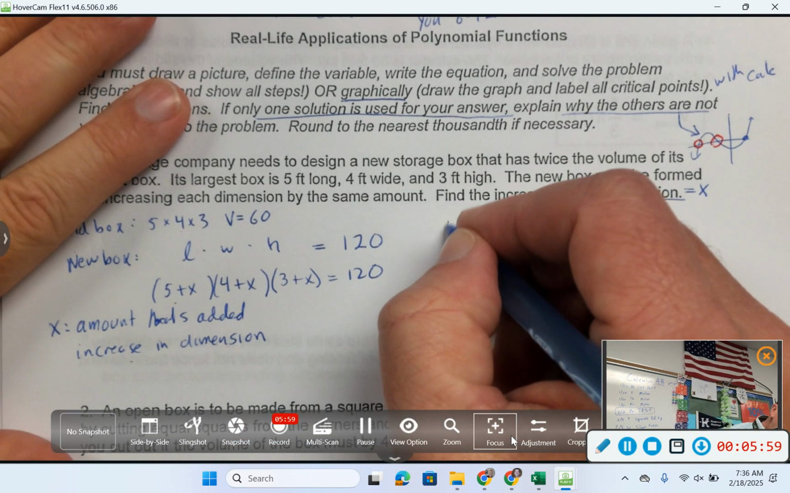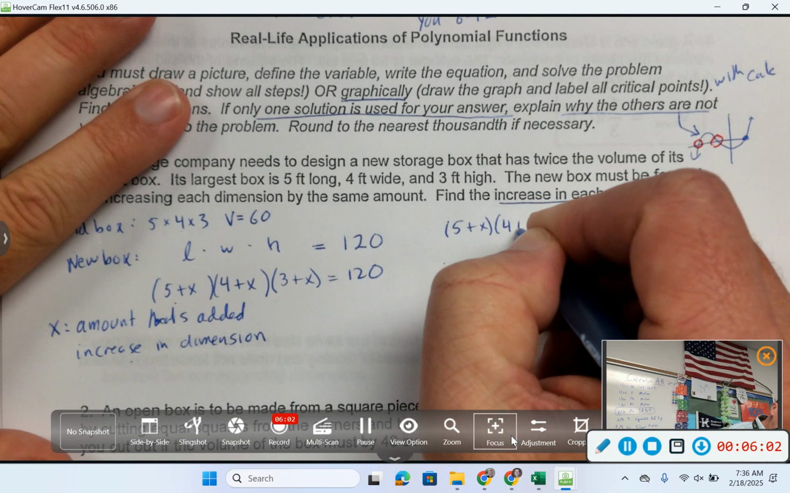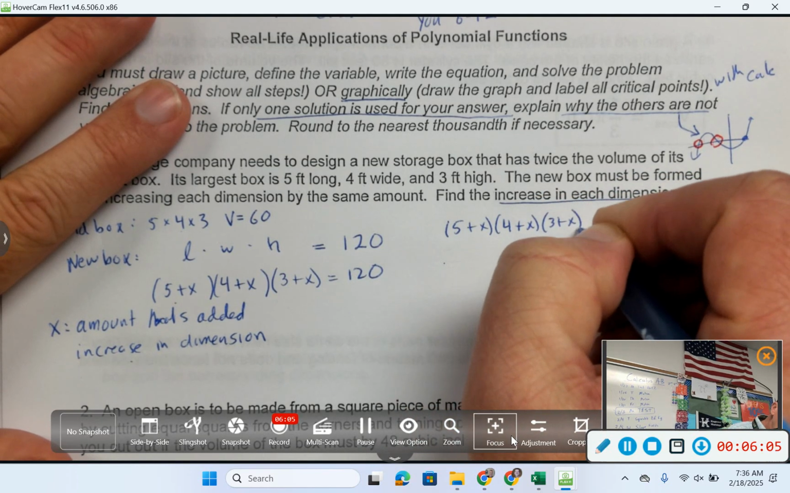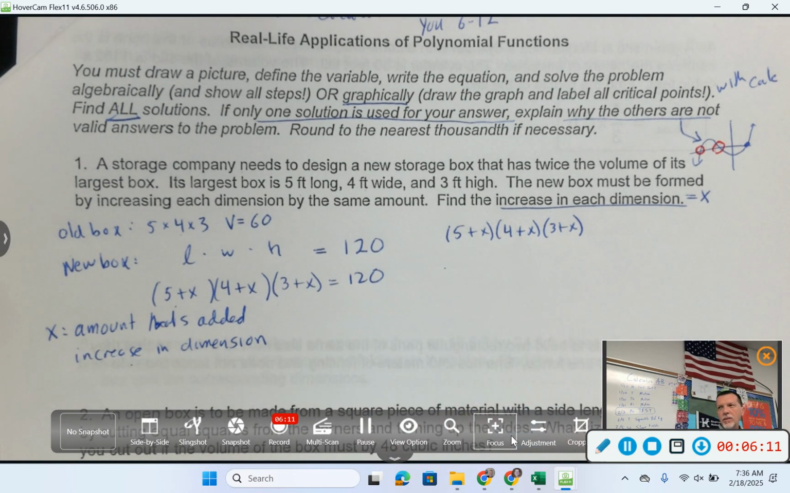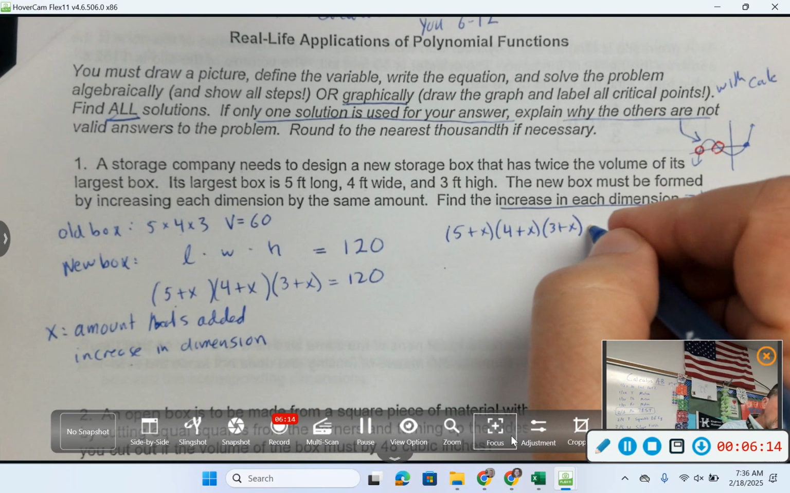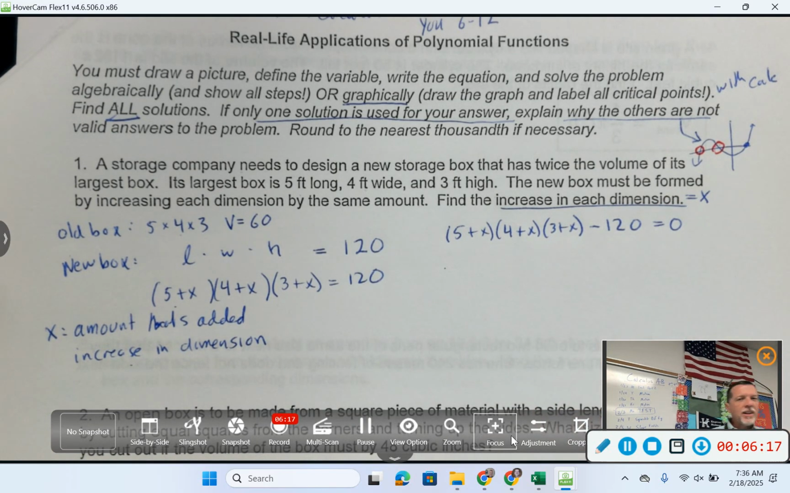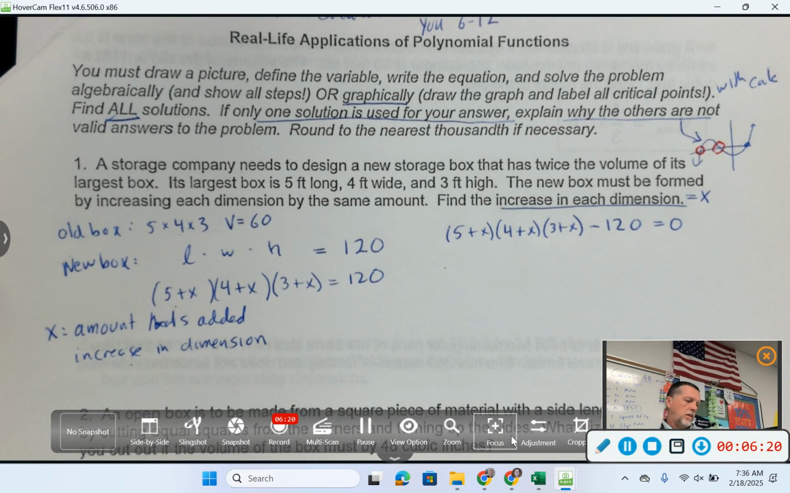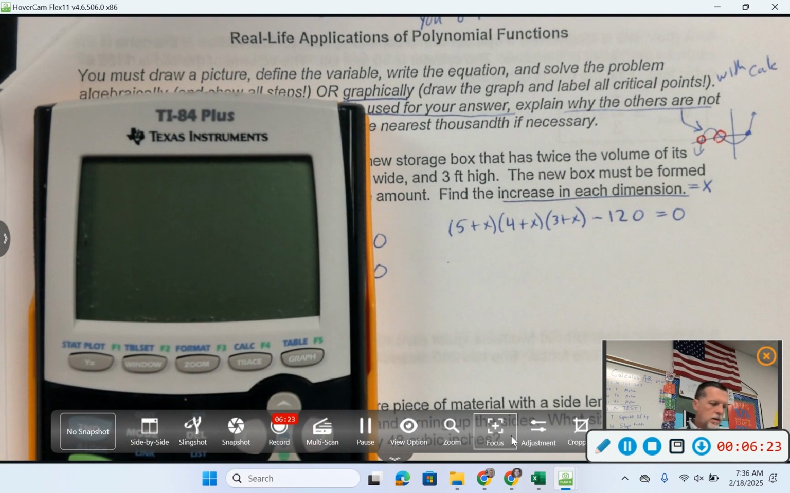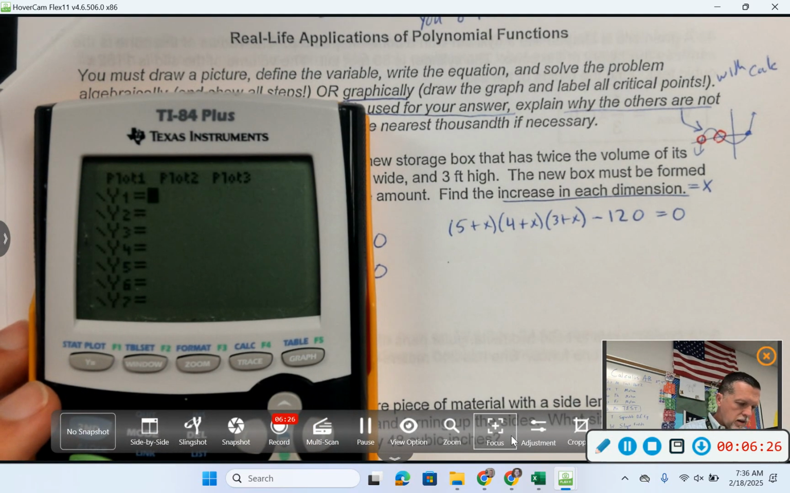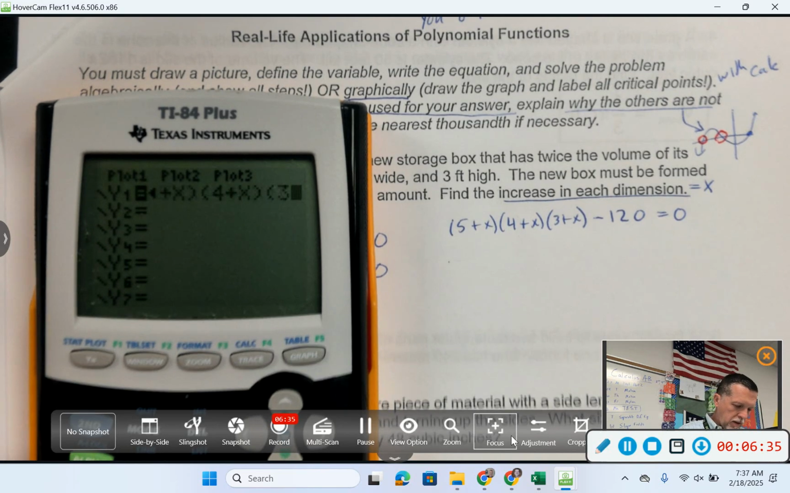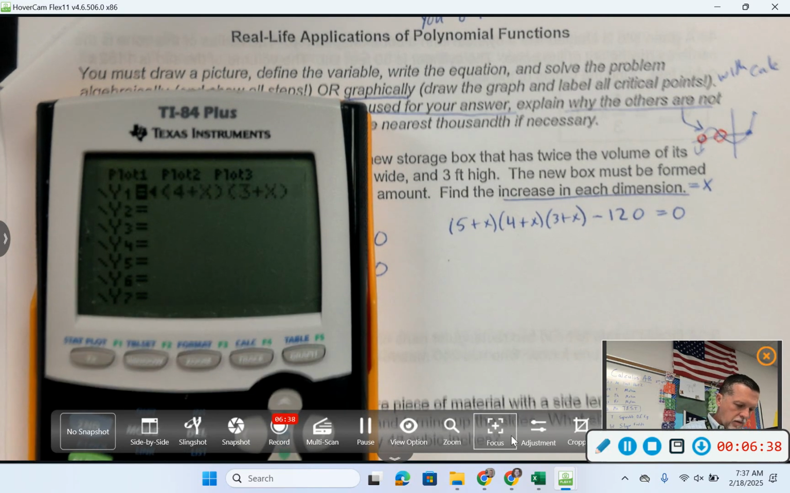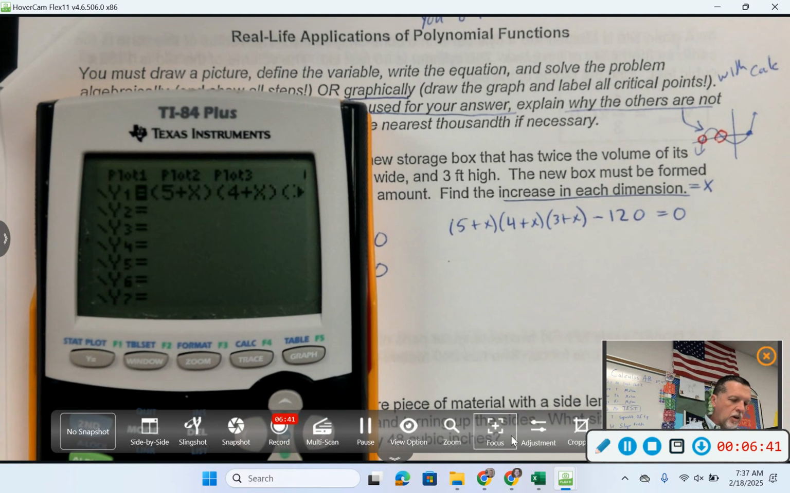So I'm not even going to multiply it out. I'm going to leave it as 5 plus x, 4 plus x, 3 plus x. And on the calculator, I could graph that and 120 and see where they intersect. But it might be easier to move the 120 over so that I'm finding zeros, because finding zeros is usually easier. Again, I'm not worried about distributing, because I'll let the calculator handle that. 5 plus x, 4 plus x, 3 plus x, minus 120. And I want to know where that equals 0.